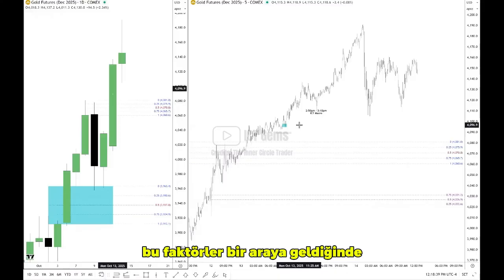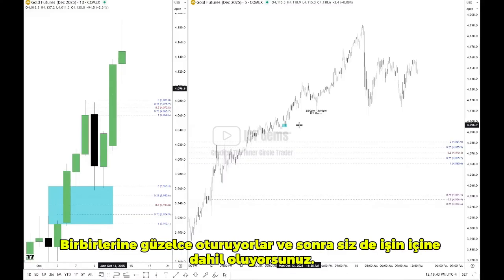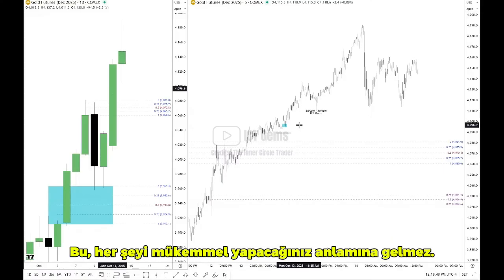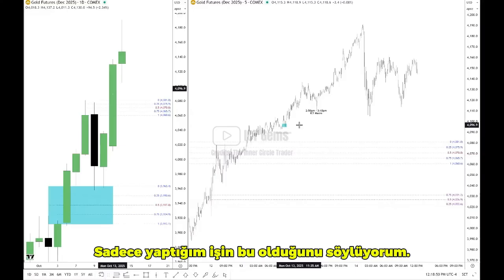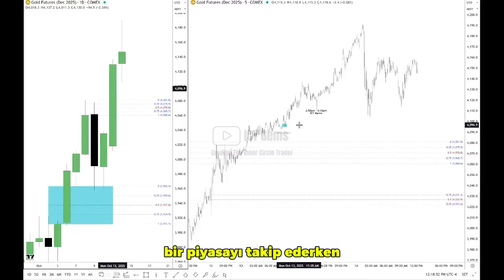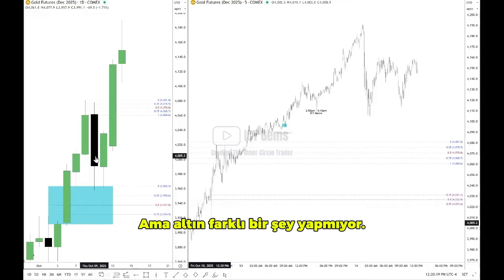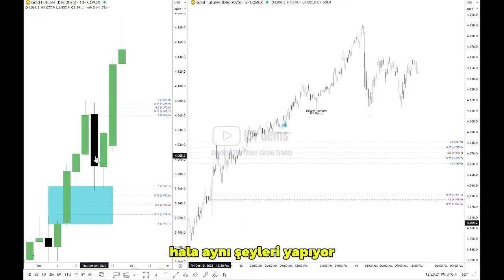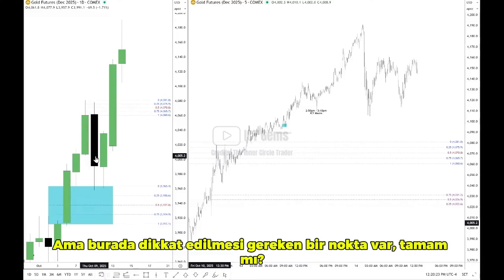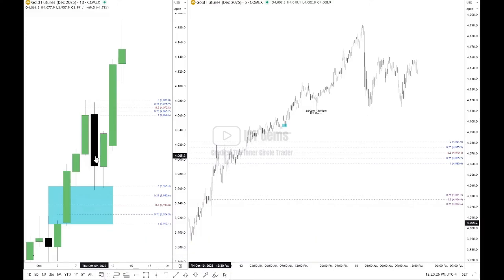Those factors, when they come together, it's just like the puzzle pieces fall exactly how they should be. They dovetail nicely, and then you're on board. It doesn't mean you're going to do it perfectly, you never have a losing trade. I'm just saying that this is what I do when I'm following a market that I'm primarily bullish on. But gold's doing nothing different. It still does the same things, but here's the caveat to this, okay?